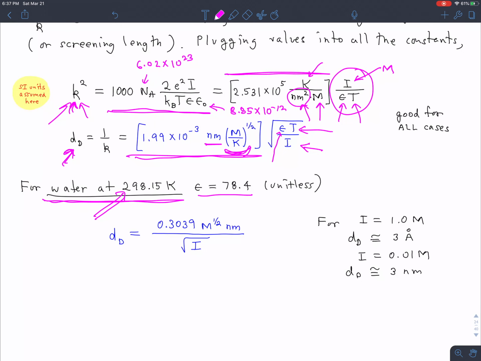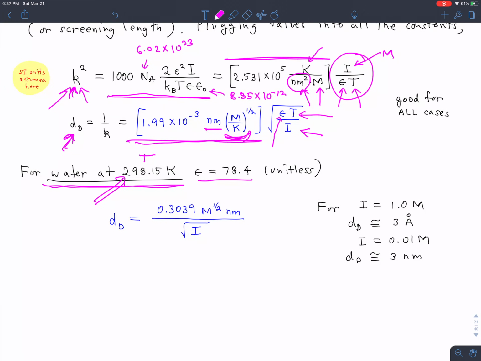Then epsilon is 78.4, T is 298.15 K. If you plug those numbers in and then redo the calculation, you get a Debye length that's 0.304 molar to the 1/2 nanometers. This now, ionic strength is in molar units usually, or at least I think that's what you want to use every time. You're taking the square root of it, and so that's going to cancel the molar to the 1/2 units up here, and you're going to end up with nanometer units for your Debye length.